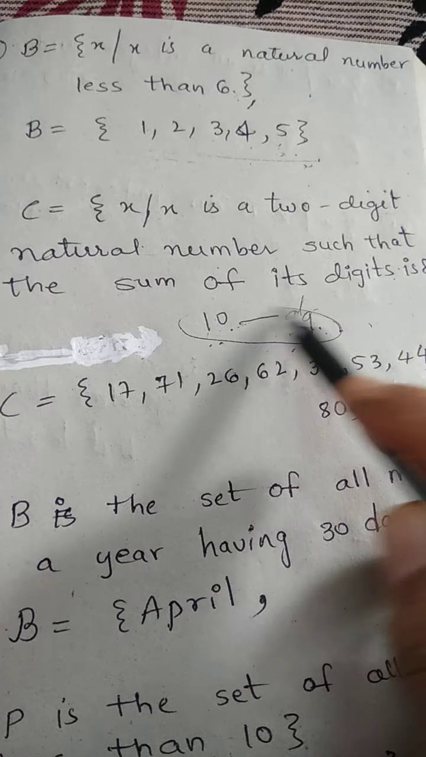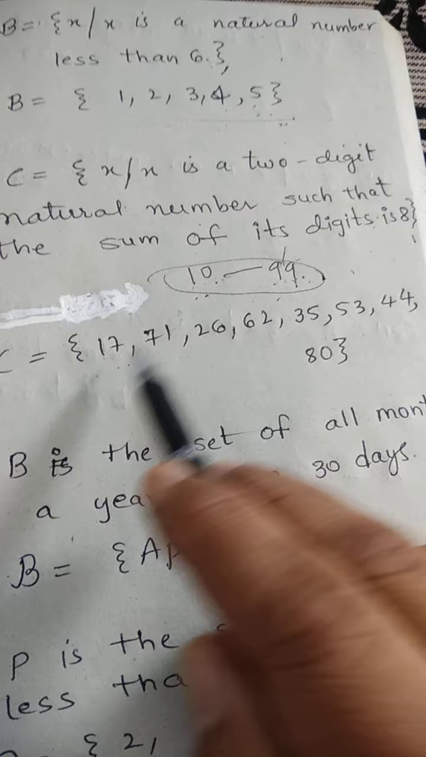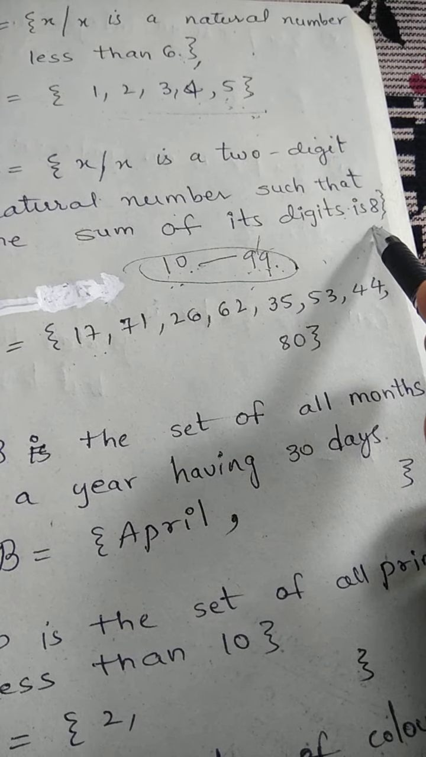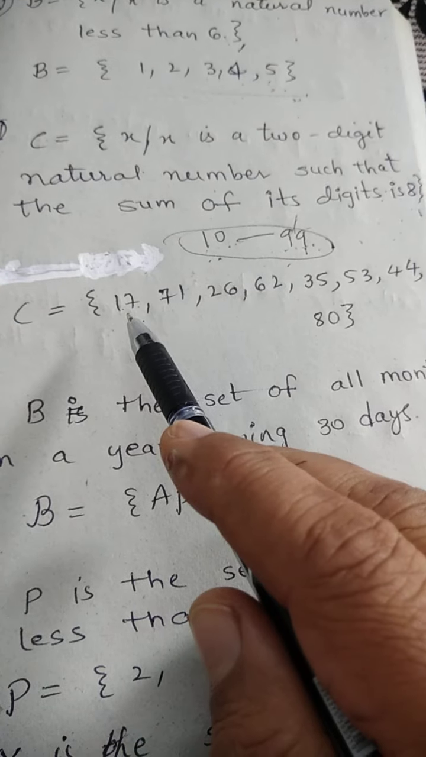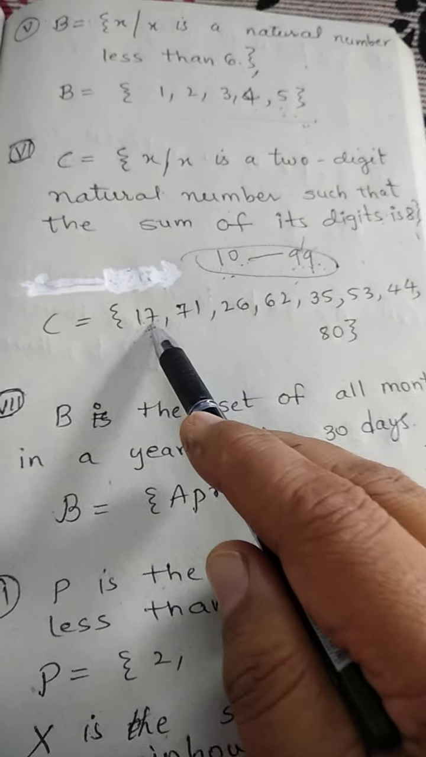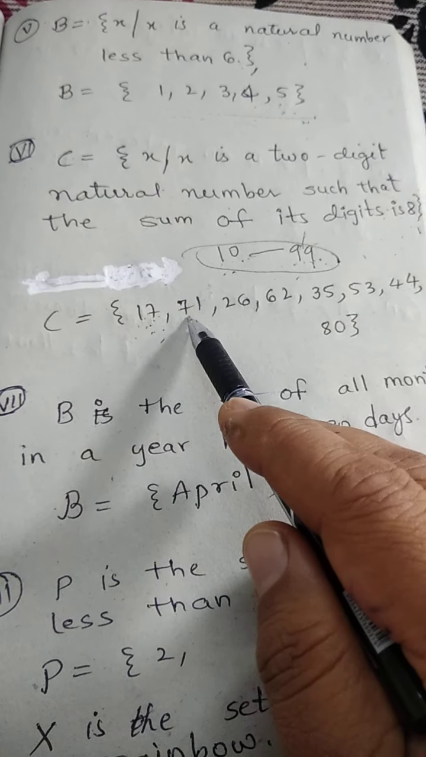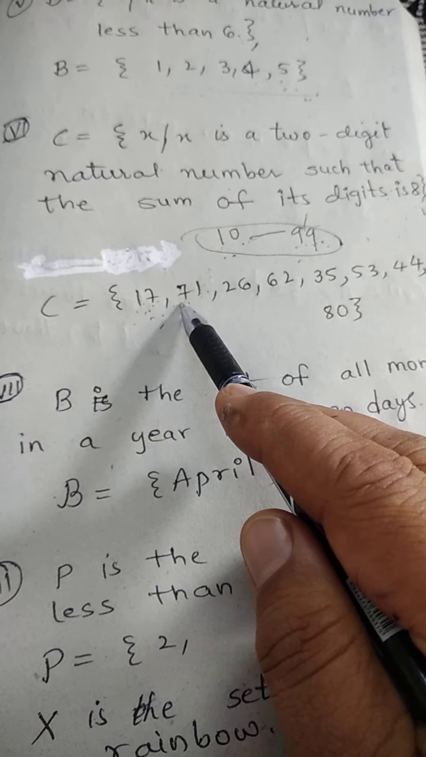So 2-digit numbers are from 10 to 99. From these 2-digit numbers, we have to write such numbers whose digits, if you add them, you should get 8. Means the sum of the digits should be 8. So if I start with 17, 1 plus 7 is 8. Similarly, if you reverse the digits of 17, it will be 71. So 7 plus 1 is also 8.